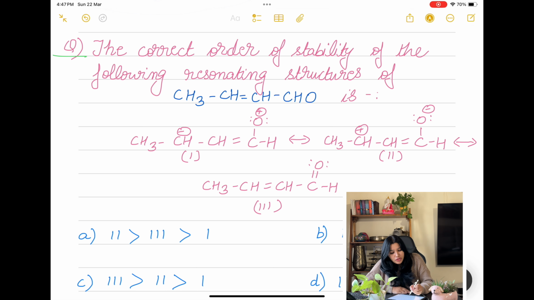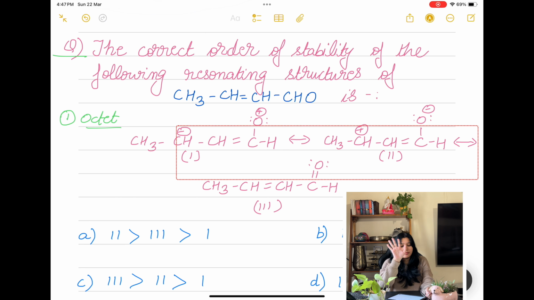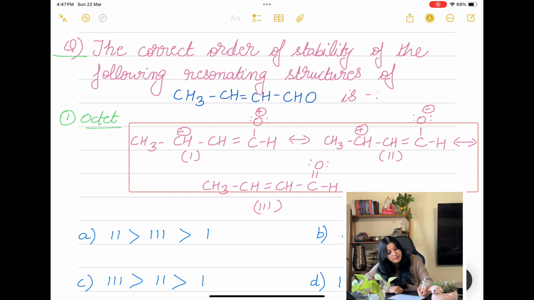the order, right? So if there's anything that you need to know about resonating structures, you need to keep 2-3 points in mind. The first one is that you have to see that all the atoms have a complete octet. So that structure will be the most stable where the octet of all the atoms is complete. So that is point number one.